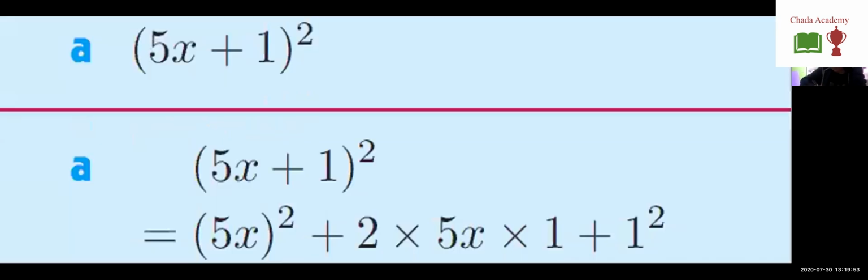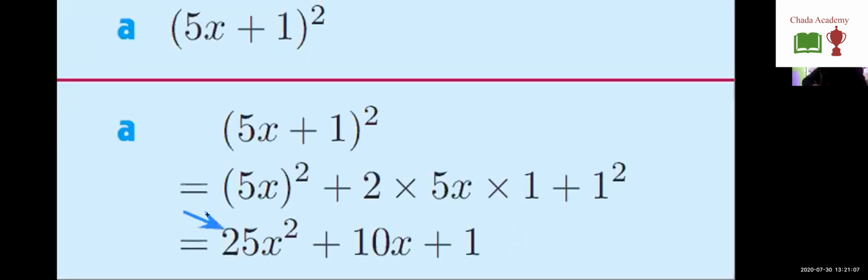So let's get back. (5x plus 1) power 2. You apply the formula. Here a equals 5x and b equals 1. Apply the formula: (5x) power 2 plus 2 times 5x times 1 plus 1 power 2. Give me the final answer. So (5x) power 2 is 25x2. Yeah. Plus 2 times 5x is 10x. And plus 1 power 2, it's 1, plus 1.